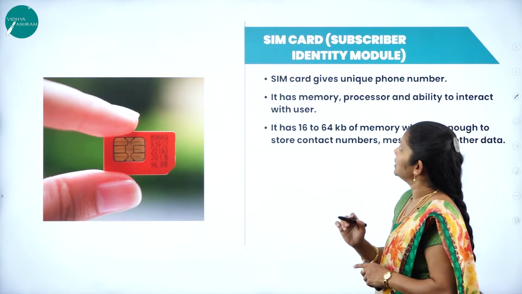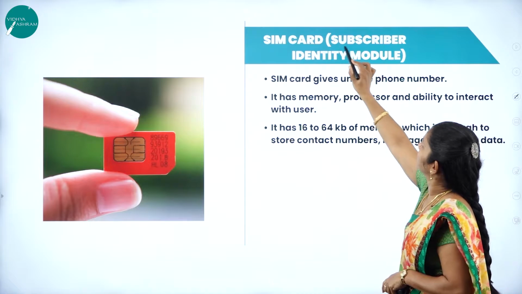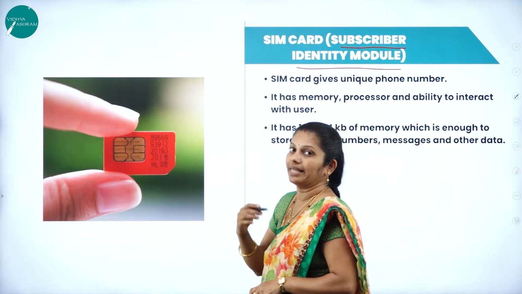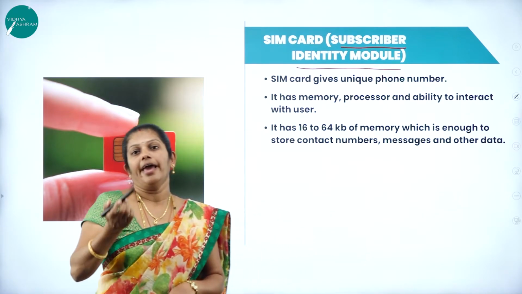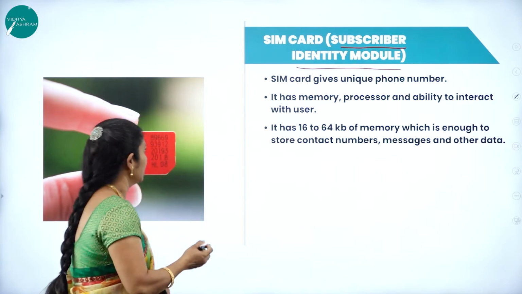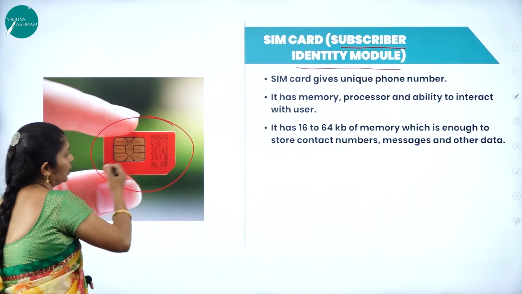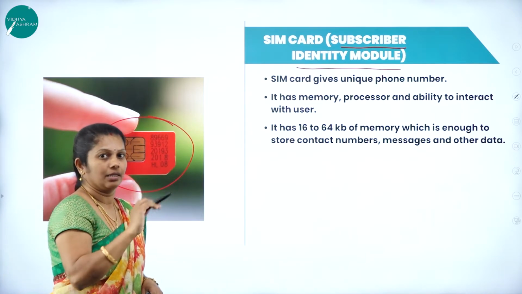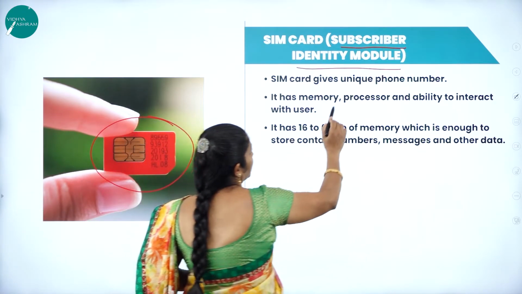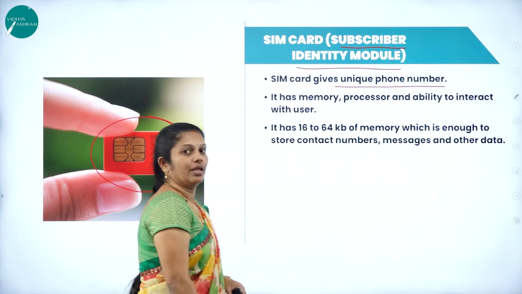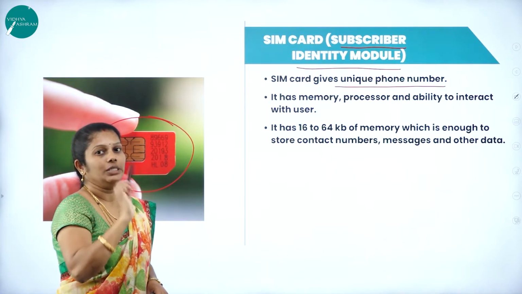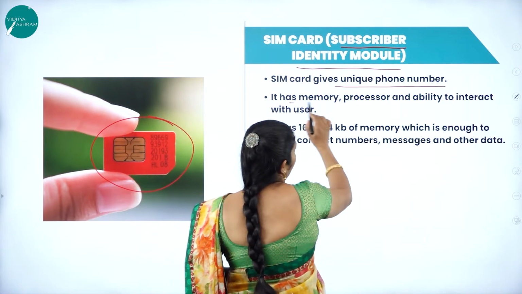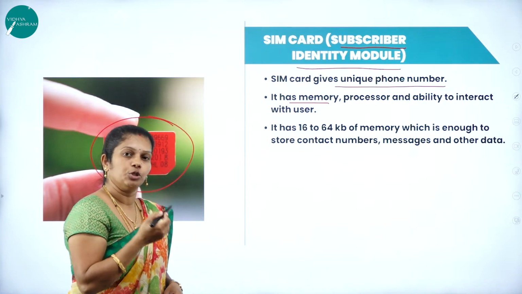Next we will move on to SIM. Already I told you that it is Subscriber Identity Module. Usually for 1 mark you will get the question: expand SIM, expand GPRS. If you observe this picture, this is what we call a SIM. What exactly does the SIM contain? It contains the information regarding a particular number. The SIM card gives a unique phone number. Each SIM card has its own unique number, and that number will never repeat for anybody. It has memory, and on that we can store data.